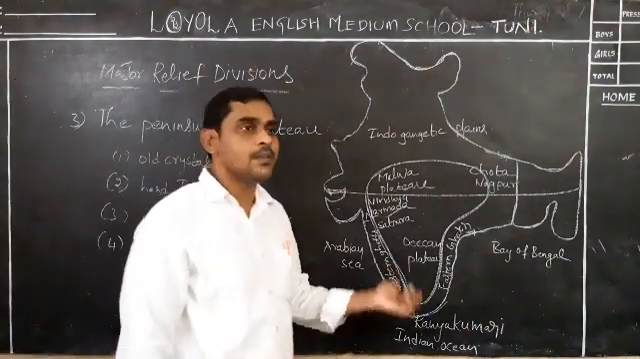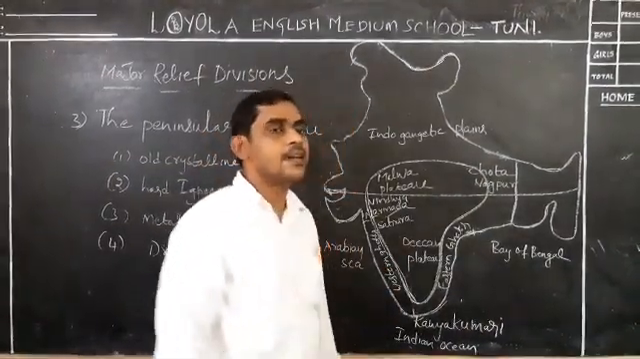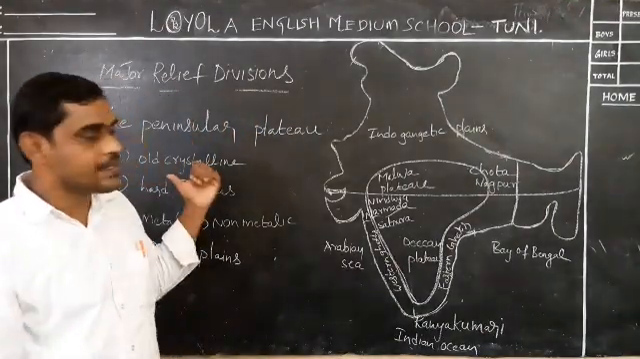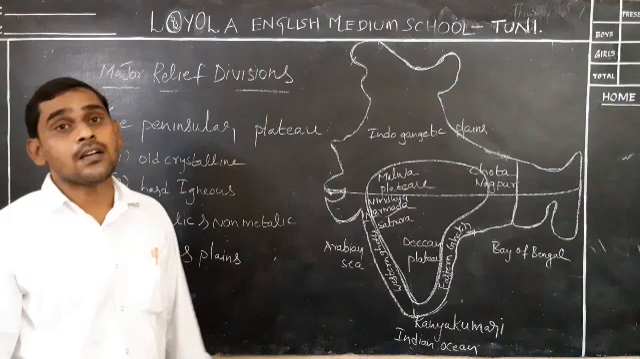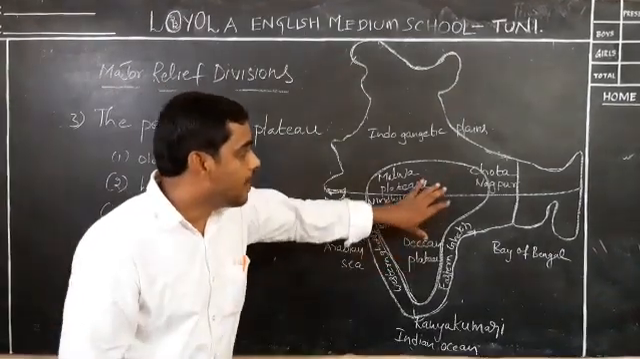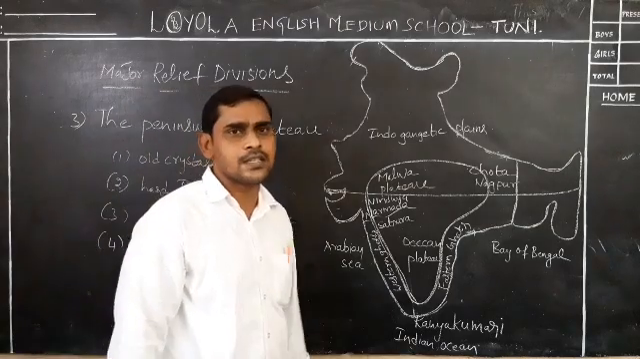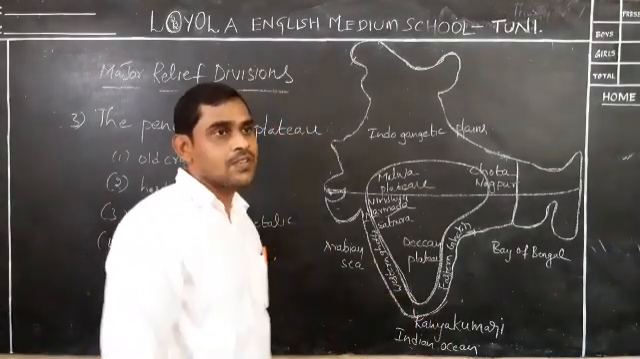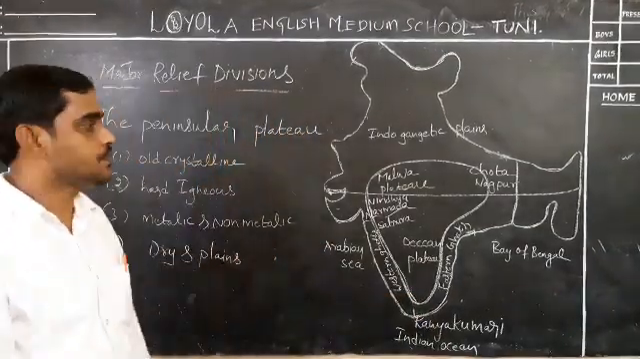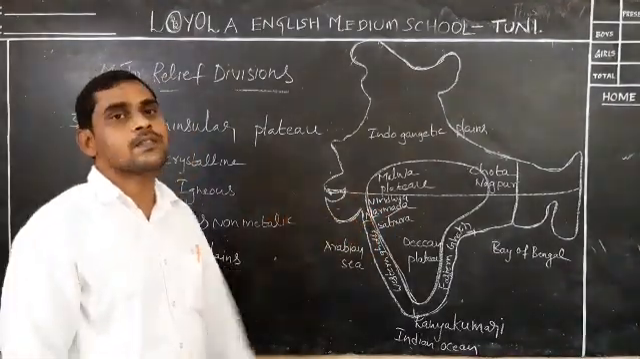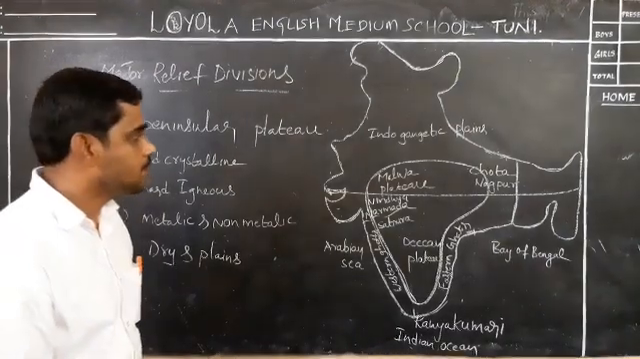You already know very well, plateau region means the region is always covered with rocks. So these three categories of rocks are available in the plateau region. Do you understand this? These are the important features of the plateau region.